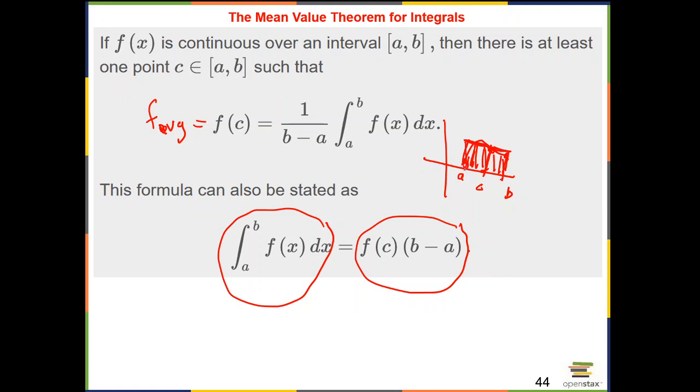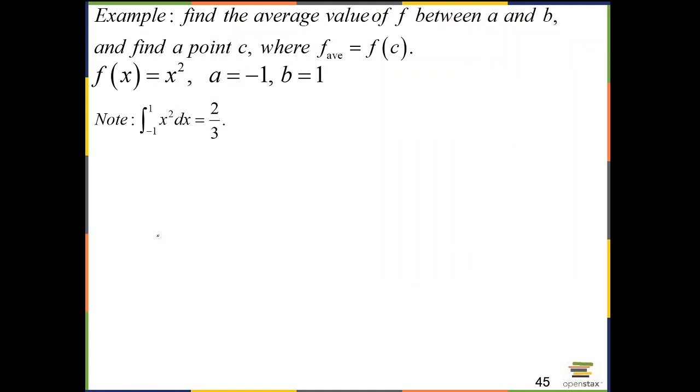So the area of that rectangle is the same as the area of the rectangle, right? B minus A is the length and the height is the same as area under the curve. That's the idea. Now we're going to have to use this in order to prove the fundamental theorem of calculus. All right, so let's first look at an example.